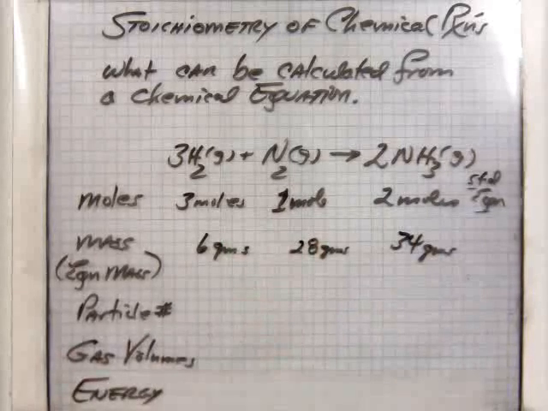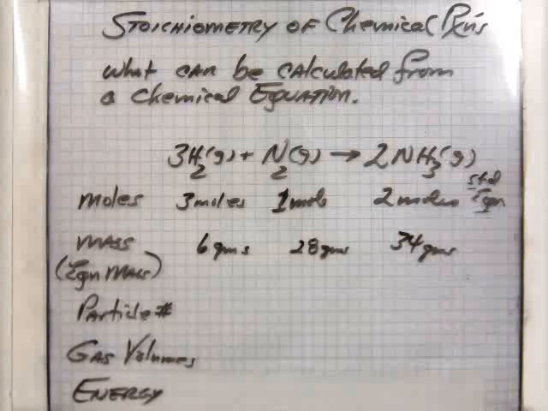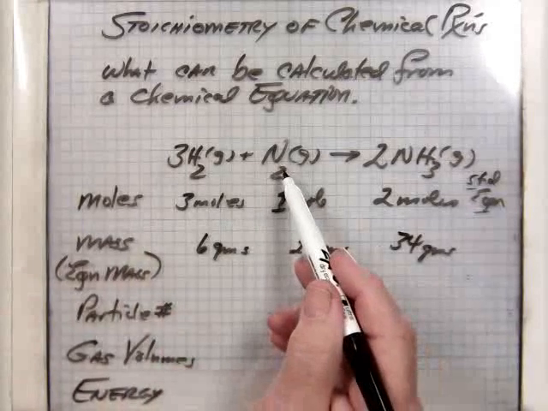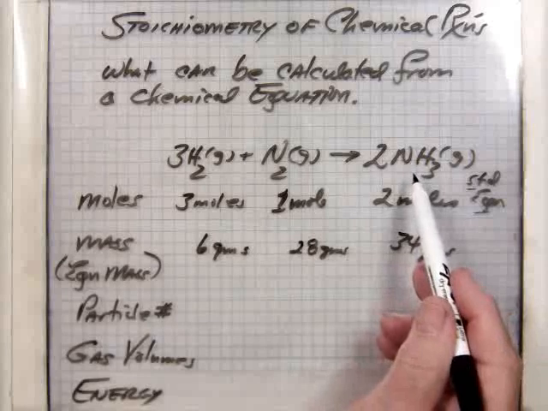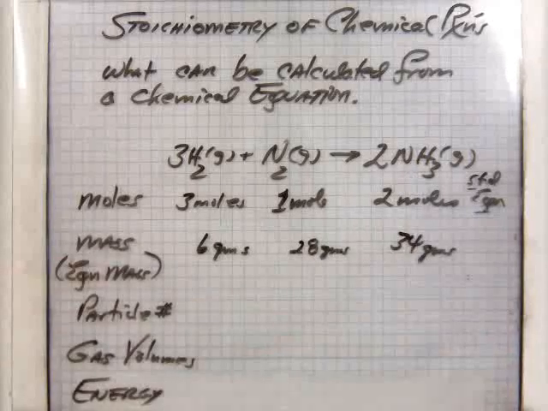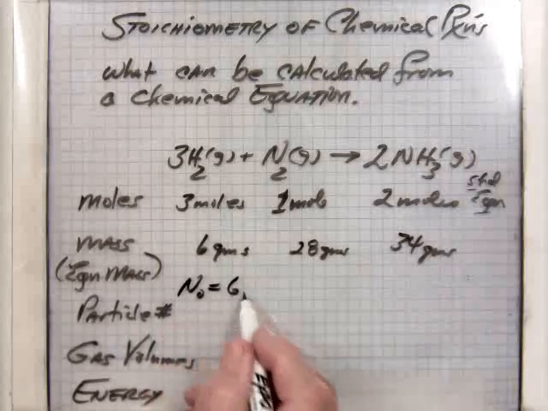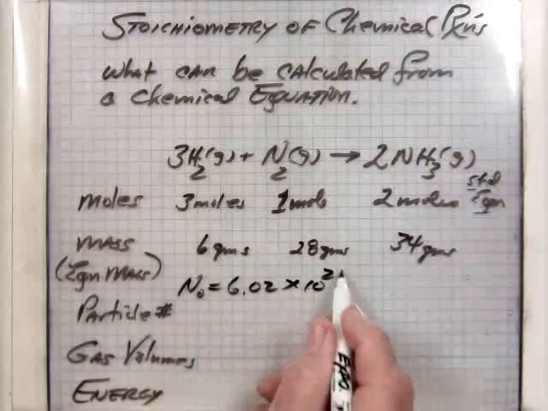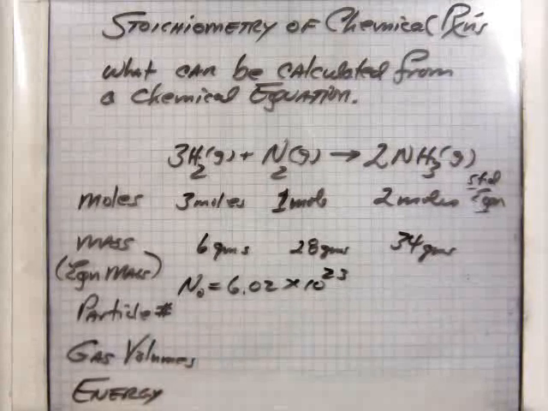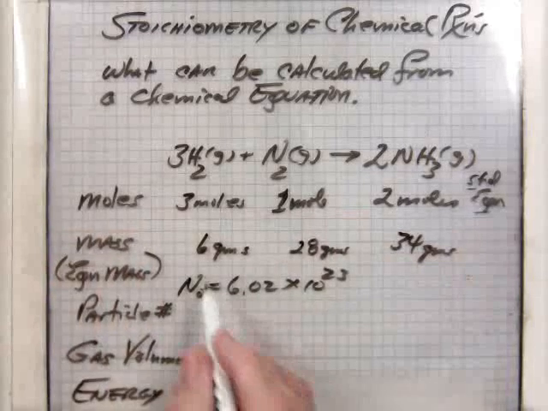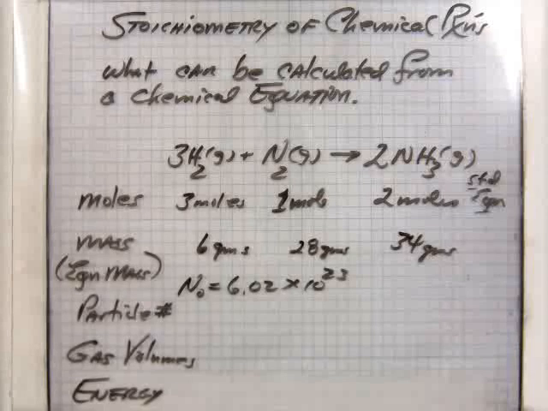Now, particle numbers has 2 definitions here. And one is just, we're talking about 3 molecules of molecular hydrogen, or 1 molecule of molecular nitrogen, or 2 molecules of ammonia. Now, that's one way to look at it. Now, it also relates to the Avogadro's number. And you recall Avogadro's number is 6.02 times 10 to the 23rd. So there's 6.02 times 10 to the 23rd particles in a mole of each one of the substances in the reaction. So that's the second way to look at the particle numbers.